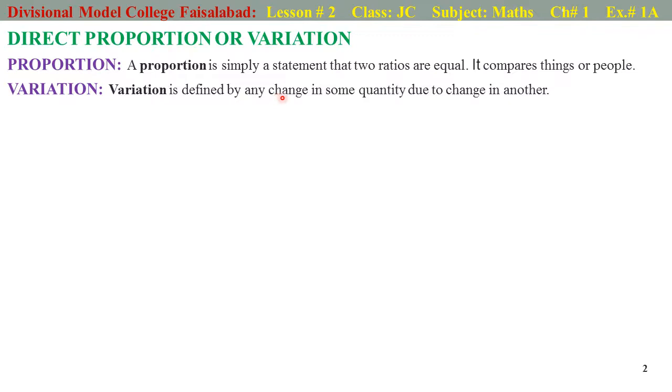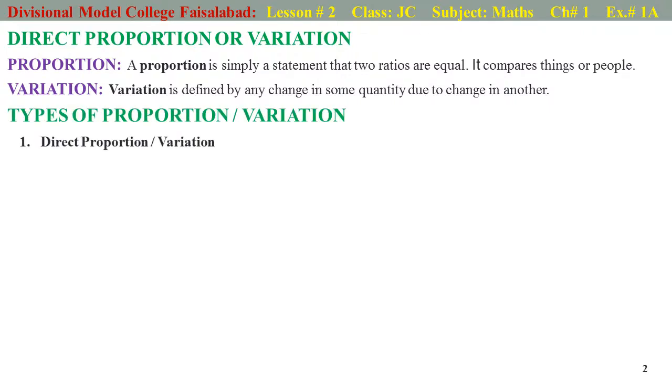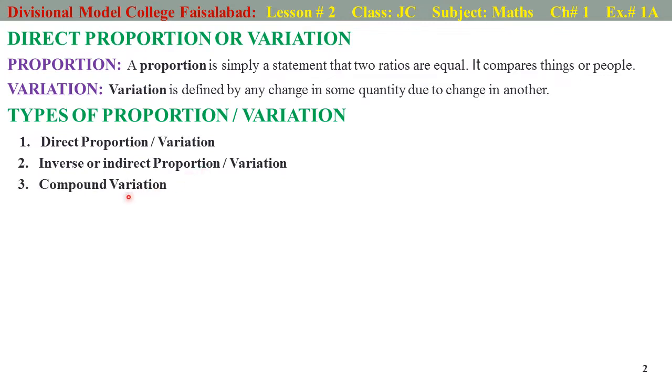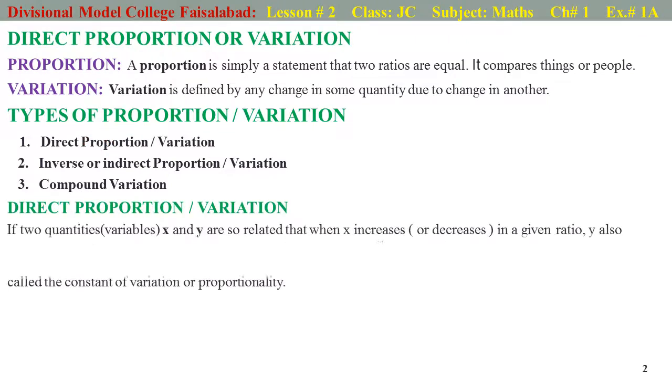Variation is defined by any change in some quantity due to change in another. Variation simply means change. So two quantities are so related that if there is a change in one, the other also changes, then that is called variation. Types of variation: direct proportion or direct variation, indirect or inverse proportion or variation, and compound proportion or compound variation. So let's define direct proportion or direct variation.